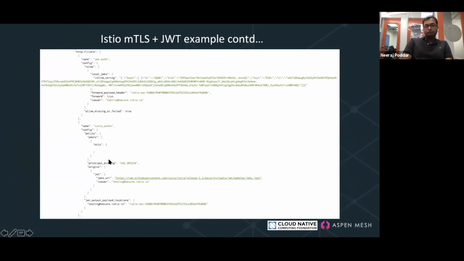It is also configured to use mTLS on the server side, as you can see. And then there are a few things like what's the principal binding. Those are used mostly for some sort of attribute matching and generation.